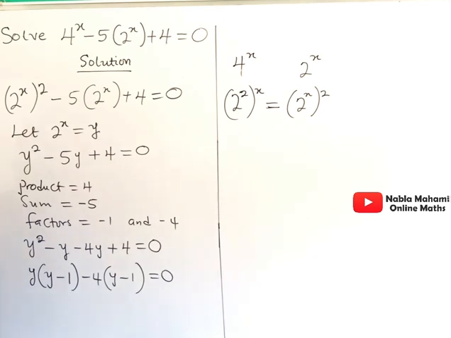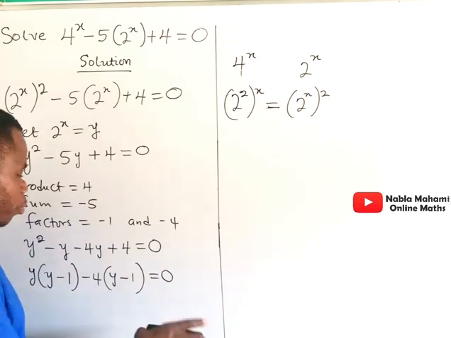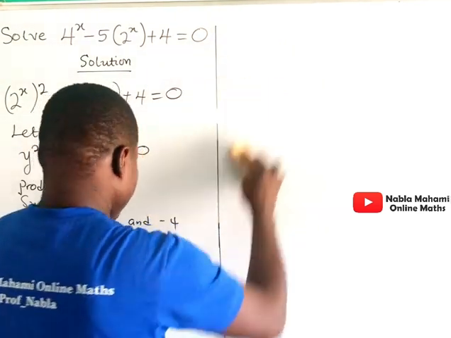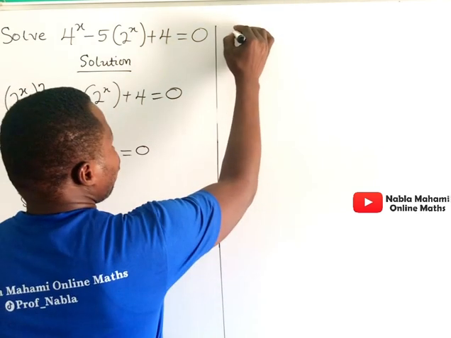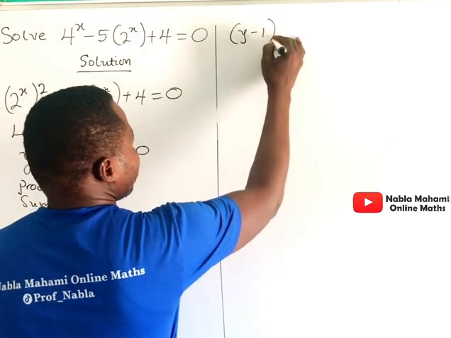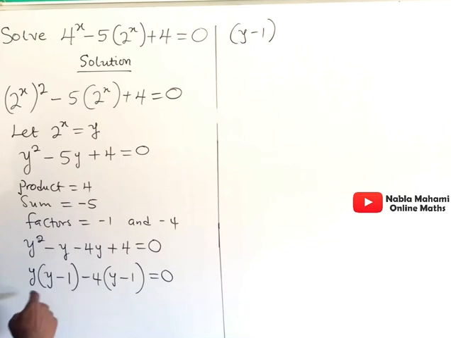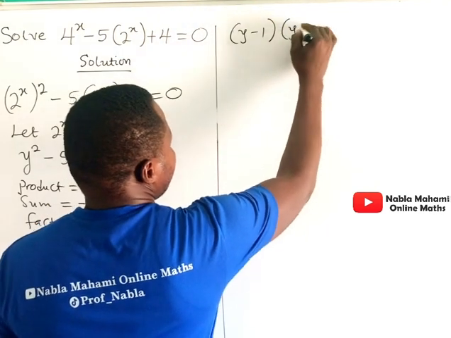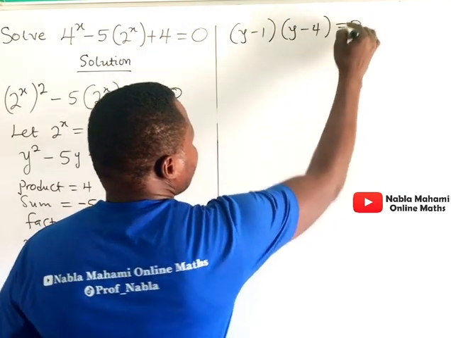And after this, you can see that those inside the brackets, they are the same. So since they are the same, you pick one of them. That means that I will have y minus 1. Then you will now pick the values outside the brackets. So here there is y here, and here there is minus 4. You pick them and put them in brackets like this, which is equal to 0.